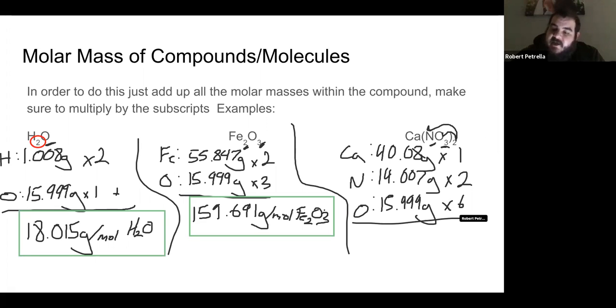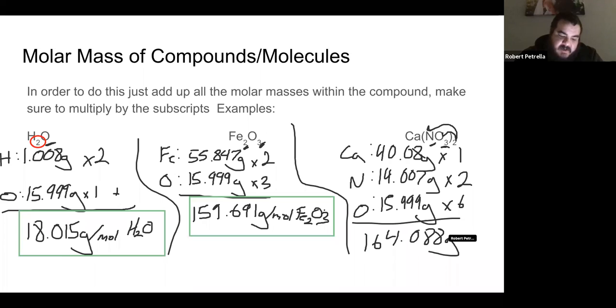We plug this into our calculators, and we get 15.999 times 6 plus 14.007 times 2 plus 40.08, and that's going to give us 164.088 grams per mole of Ca(NO3)2.